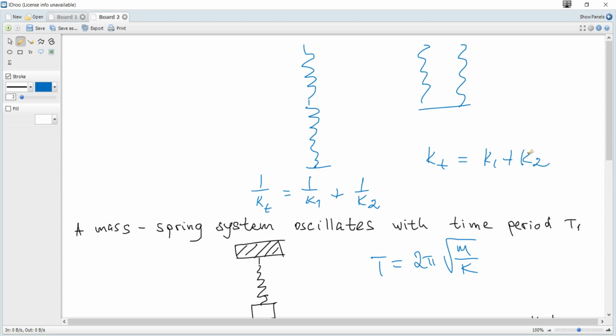And you may notice that it's very similar to resistors, but vice versa. For springs in series, it's the same as for resistance over resistors in parallel, and for springs in parallel, it's the same as for resistors in series.